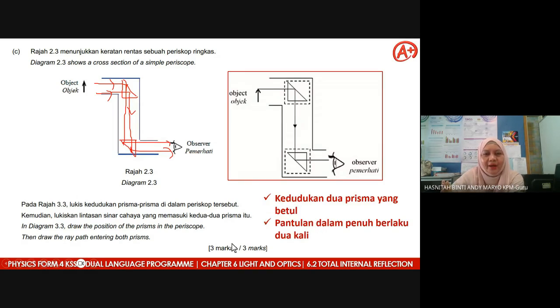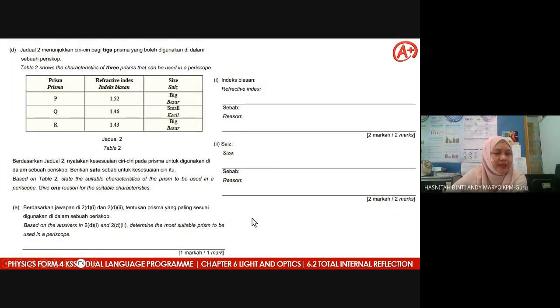So first, how are you going to give marks? First, the position of the prism must be correct for both. And then total internal reflection occurs twice. Okay, total internal reflection occurs twice, first here and second down here, for 3 marks. Okay, students, this is the decision making question, for question D.